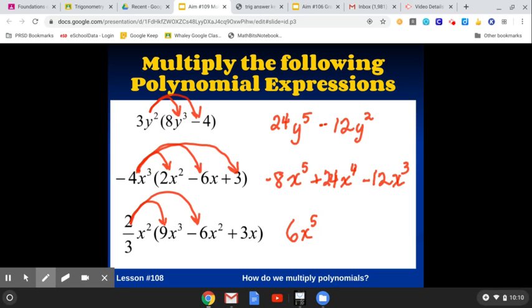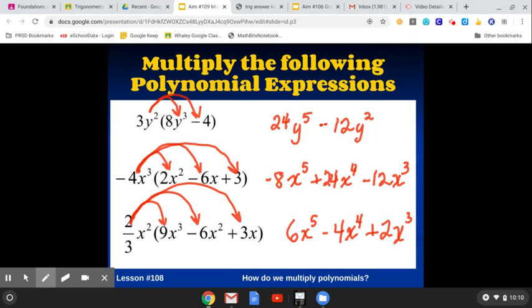Okay, 2/3 times -6. Again, I'm going to think of it as 2 times -6 and then divide it by 3. 2 times -6 is -12, divided by 3 is -4. X squared times x squared is x to the fourth. 2 plus 2 is 4. And then finally, 2/3 times 3 is 2. And then I have x squared and x to the first, which is going to give me x to the third. Done.